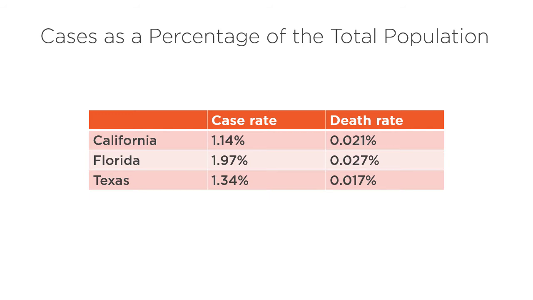California has a larger population, so its actual case rate is lower. But wait, isn't Texas's death rate lower than California's? Surely this must be media bias, right? Well, not really. The numbers from this dashboard cover the entire duration of the pandemic.